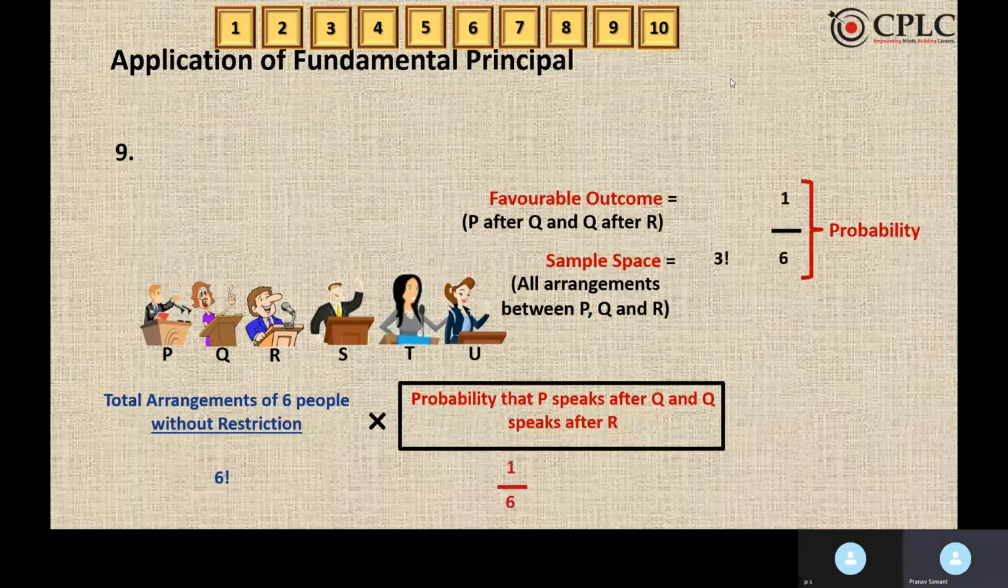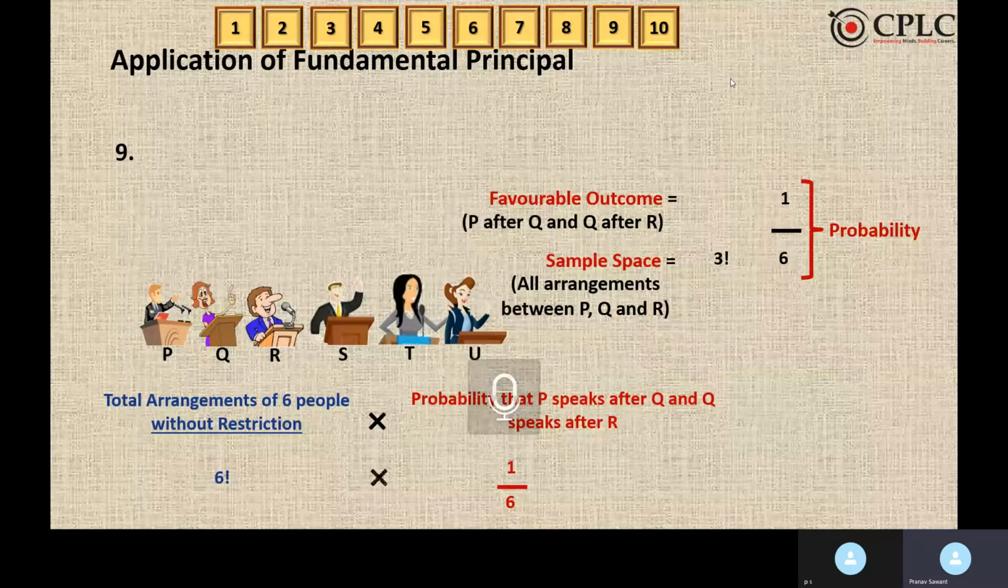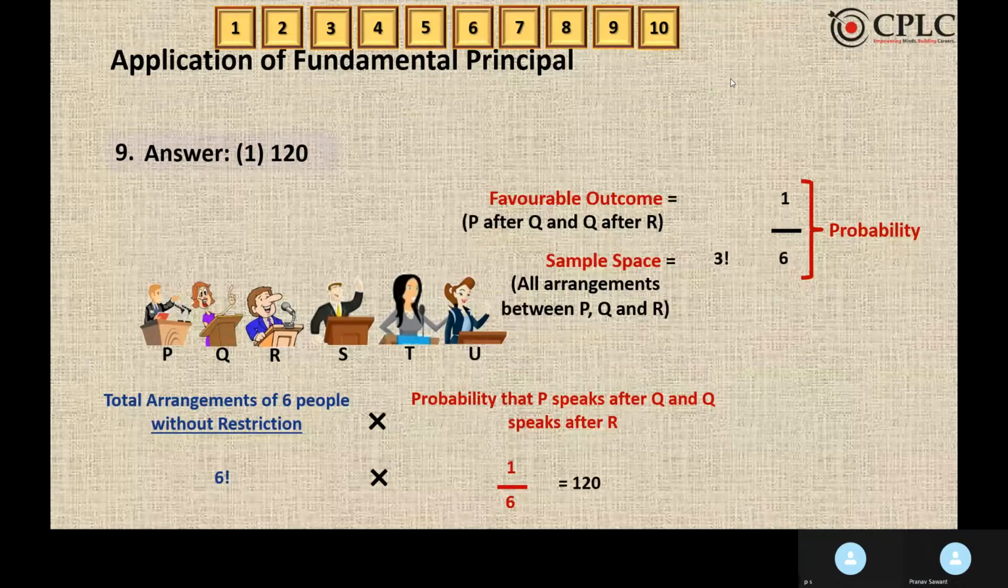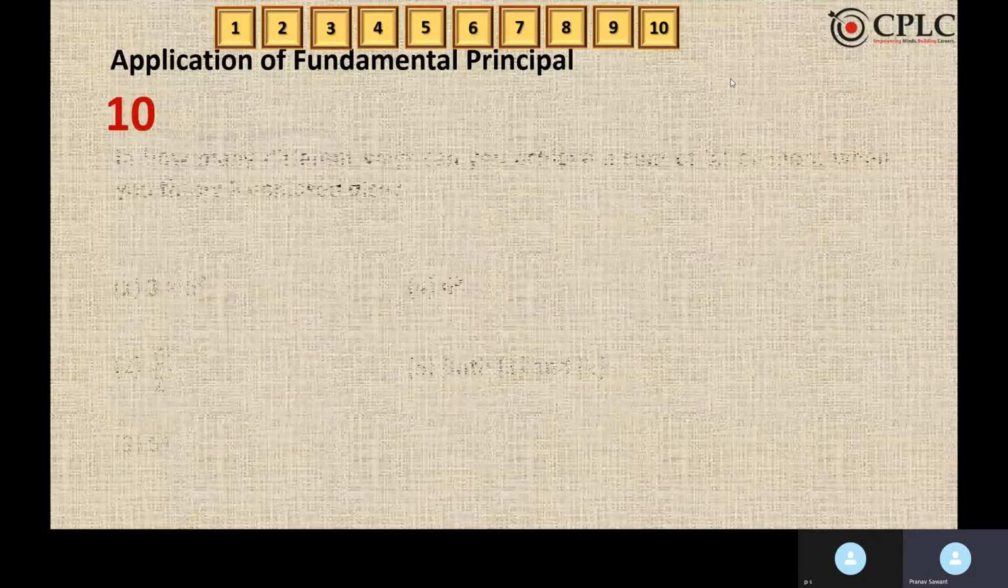So probability is going to be 1 by 6, because there's only one possibility of P speaking after Q and Q speaking after R, out of 3 factorial, that is 6 arrangements. So 6 factorial into 1 by 6, that is also equal to 120. Moving to the next question.